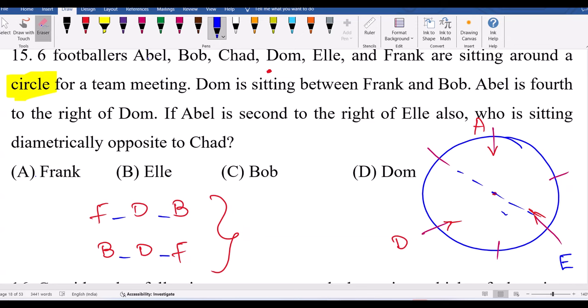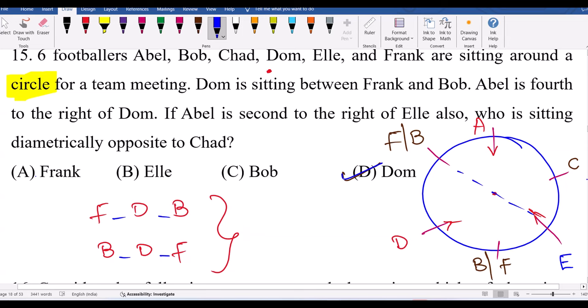Okay, now, here we need Dom is between Frank and Bob. Then it can be Frank here, Bob here, or Frank here, Bob here. Who is sitting diametrically opposed to Chad is Dom. So option D. Even though we are not fixing who is here and who is here, still we are able to answer the question. Who is sitting diametrically opposed to Chad is nothing but Dom. So option D.